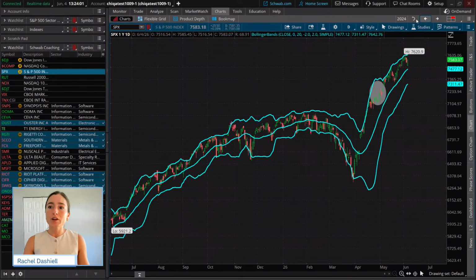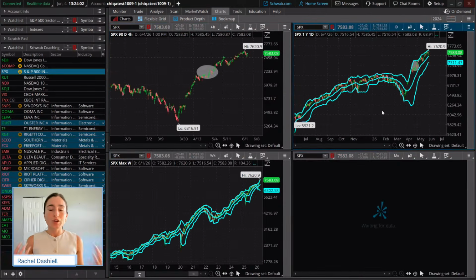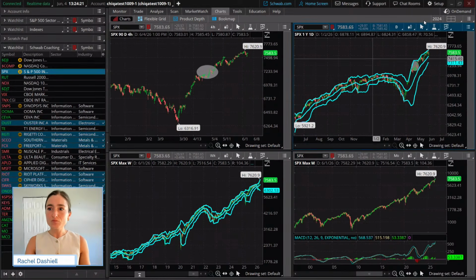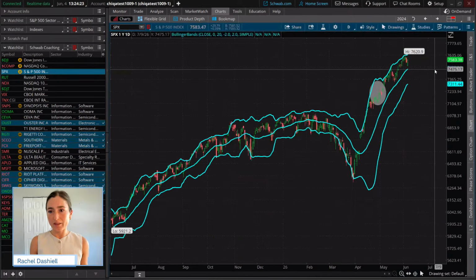So I would definitely suggest when you are charting, looking at the longest time frame first to get an idea of the primary trend, then piecing it down step by step. So maybe you're looking at the monthly, then you're looking at the weekly, then the daily, then maybe the hourly or 4 hourly. So kind of piecing it down that way. So that's just kind of an idea here.